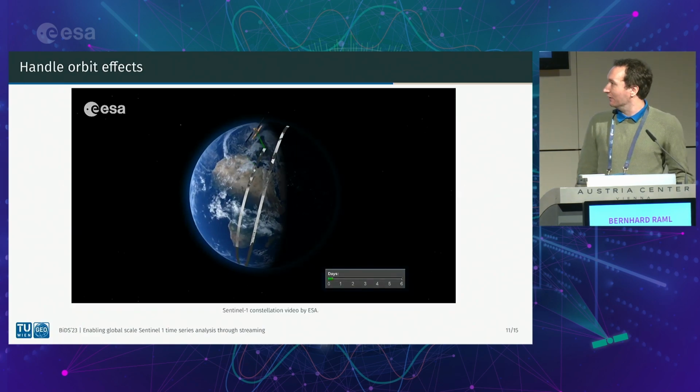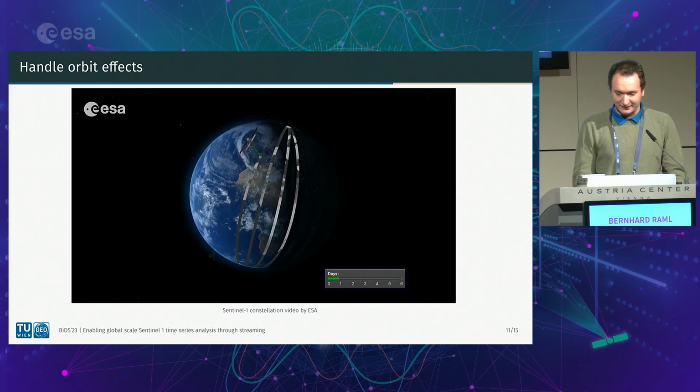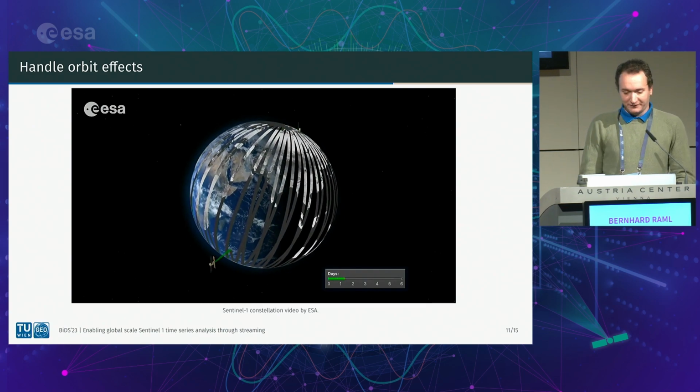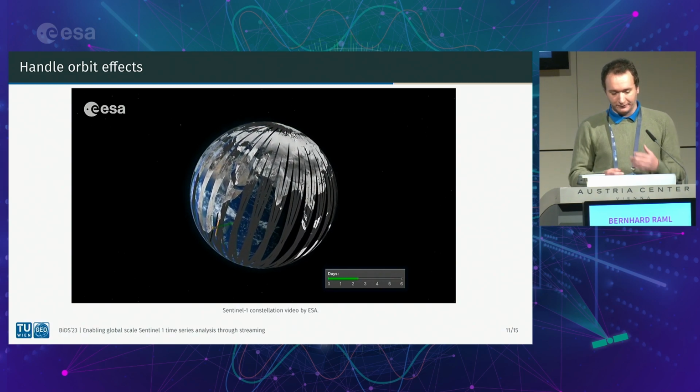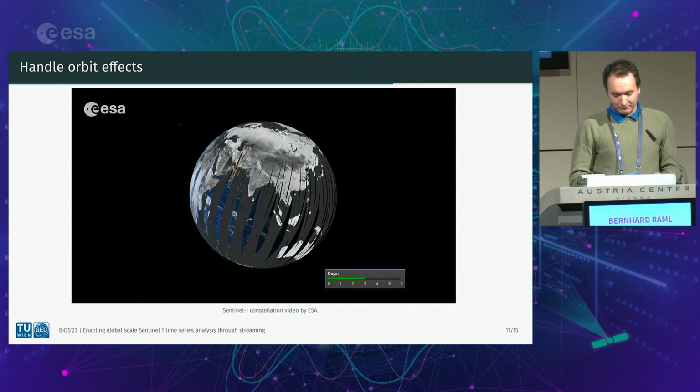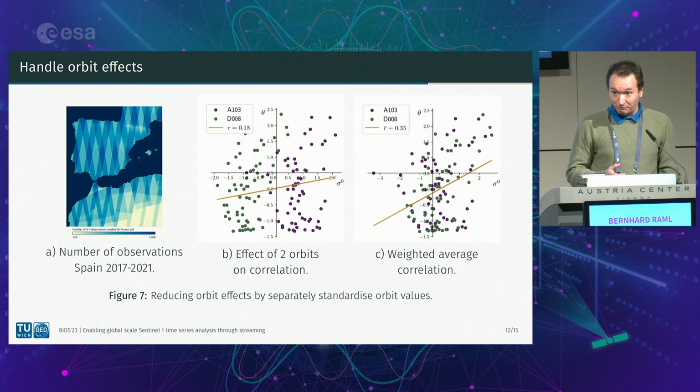So now let's quickly talk about the orbit effects. As you can see from this nice animation from ESA, Sentinel-1 is not covering the Earth in a homogeneous fashion, and it also looks at the Earth from various angles. And because of that, it introduces some form of bias into the data, as we can see here in figure B, which dampens the correlation effect. So we want to remove this bias, and we did this by calculating the correlation coefficient for each orbit individually, and then calculating the average weighted by the number of observations. And that's seen in figure C. This removes this bias and gives a much stronger correlation signal.